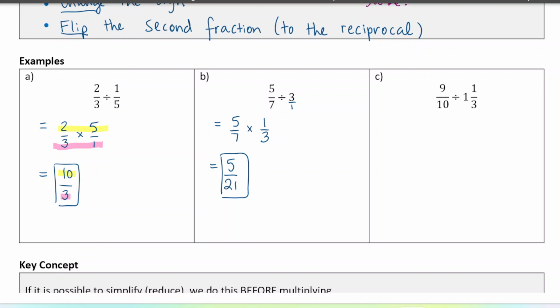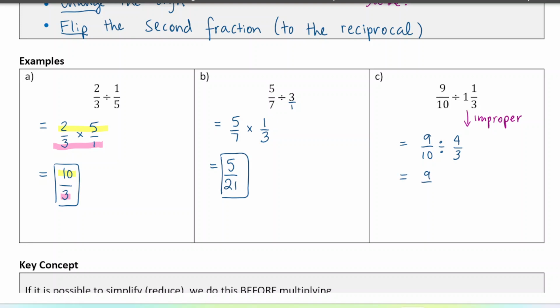Okay, this one. Before we do any keep, change, flip, we need to change this to improper. All our rules in this unit only work with improper fractions. So anytime you see a mixed fraction or a mixed number, we need to change it first before we do anything else. So 1 times 3 and then add 1. There we go. Now we can do our keep, change, flip.